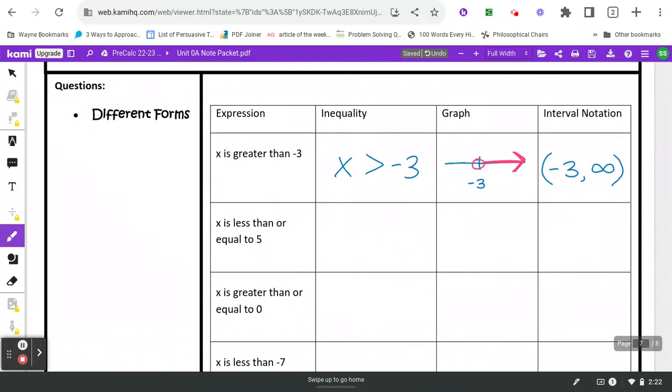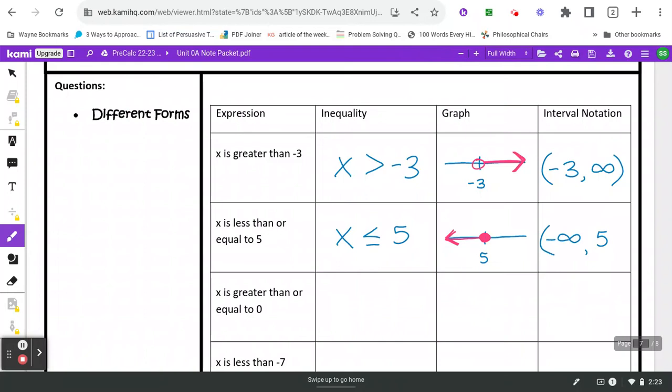All right, the next one, x is less than or equal to 5. Make sure the arrow is pointing to the left. For our graph, we'd have a 5 here. And this time it'll be a closed-in circle, and it'll be your smaller numbers, so it'll be pointing to the left. And then your interval notation, because you're going towards the smaller numbers, the smallest number we know of is -infinity. And then it goes all the way up to 5.